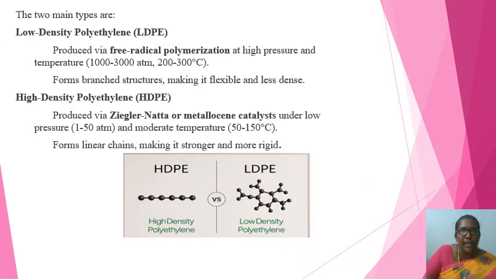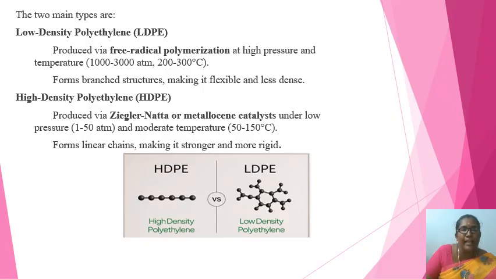Polyethylene is of two types. The first one is low density polyethylene and the next one is high density polyethylene. Low density polyethylene is produced via free radical polymerization at high pressure and temperature. The pressure is about 1000 to 3000 atmospheres and the temperature is about 200 to 300 degrees Celsius. These polymers form a branched structure which makes it flexible and less dense.